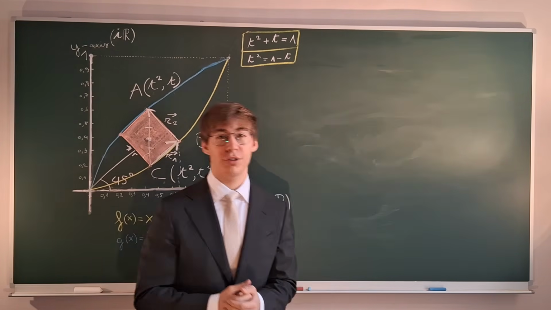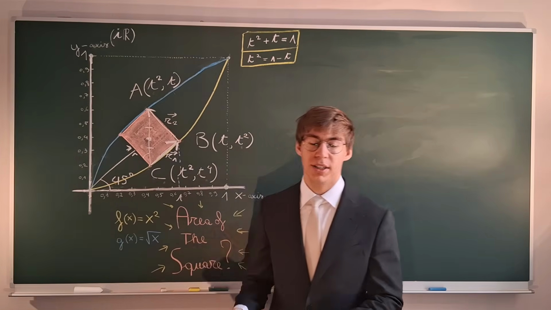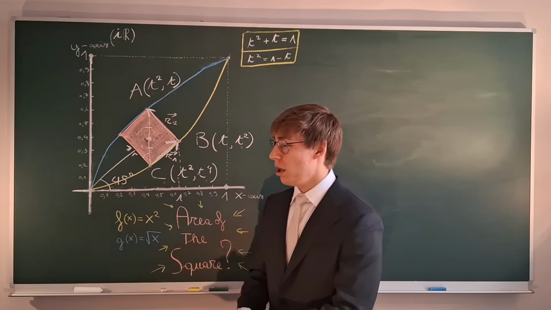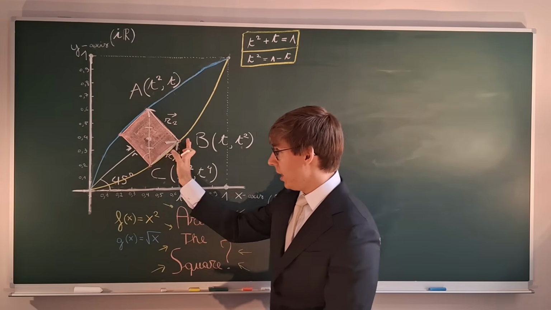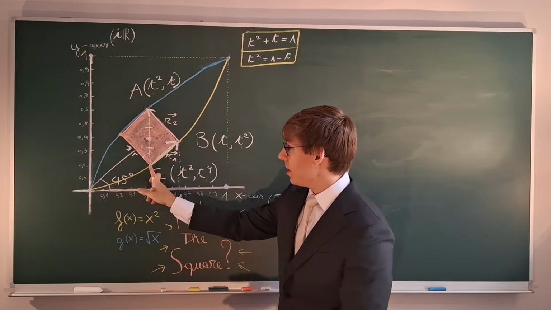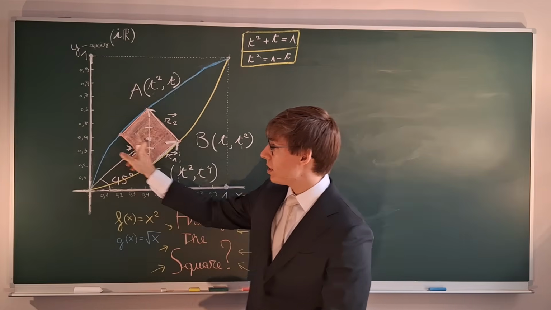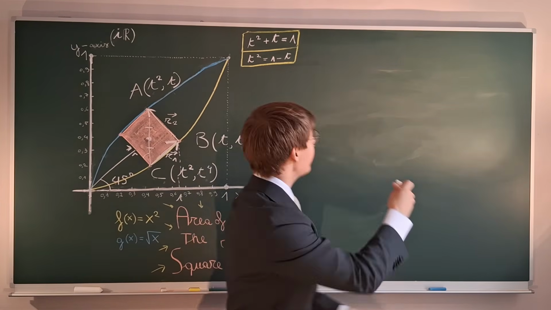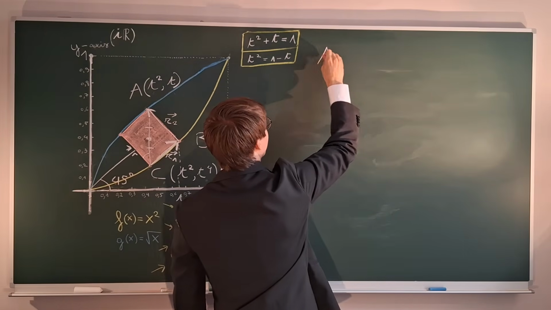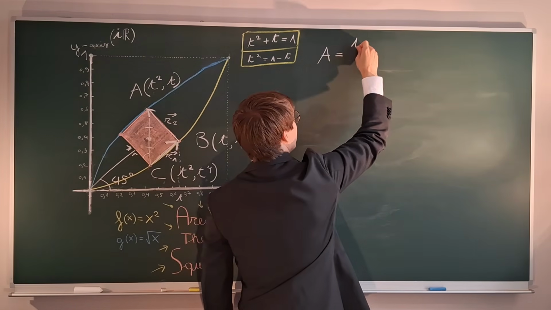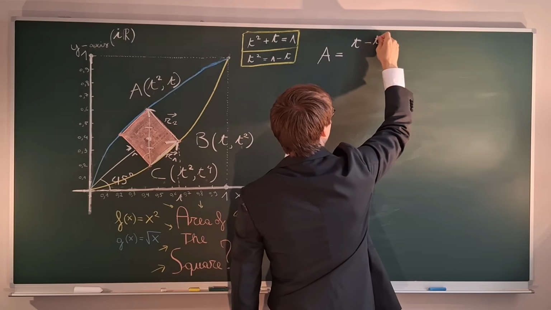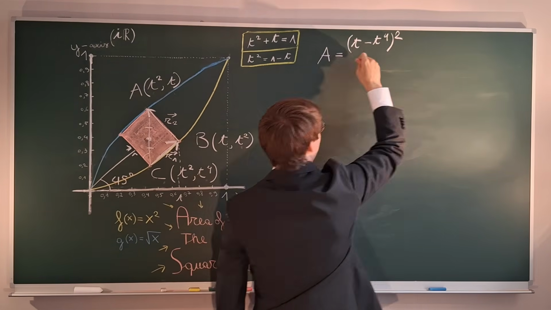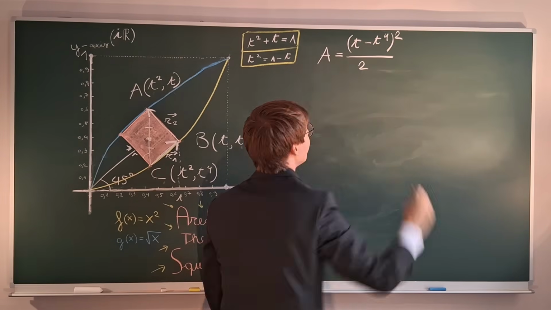Okay, we are ready to solve for the area. Let's first try to find an expression that represents this area, which is as simple as possible. So I suggest we look at this as a diamond, such that the area is just this diagonal times itself divided by 2. So that gives me that the area is equal to t minus t to the 4th, this whole quantity squared divided by 2.